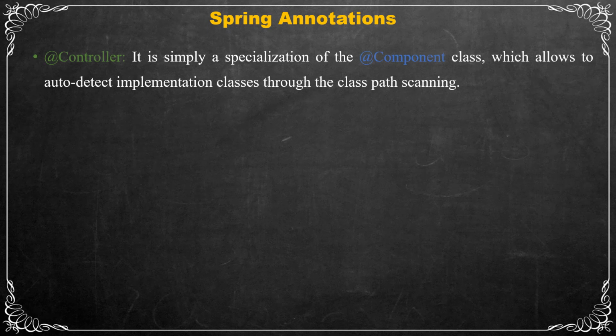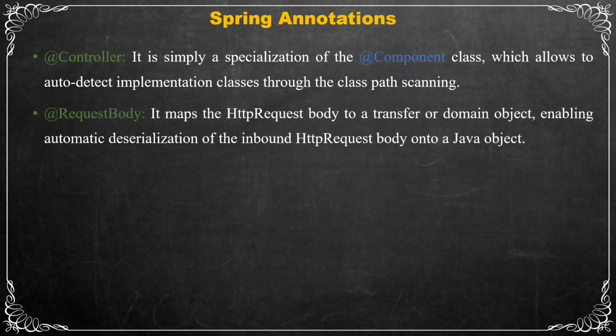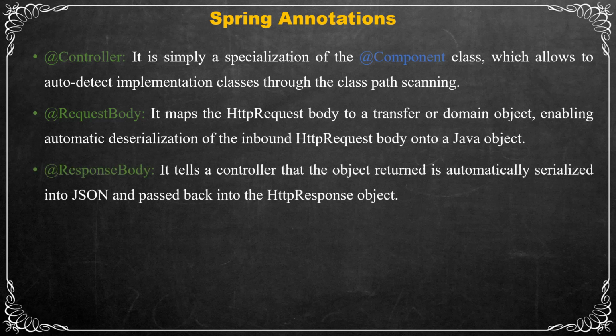Controller annotation is simply a specialization of the component annotation class, which allows auto-detecting implementation classes through the class path scanning. Request body maps the HTTP request body to a transfer or domain object, enabling automatic deserialization of the inbound HTTP request body onto a Java object. Response body annotation tells a controller that the object returned is automatically serialized into JSON and passed back into the HTTP response object.